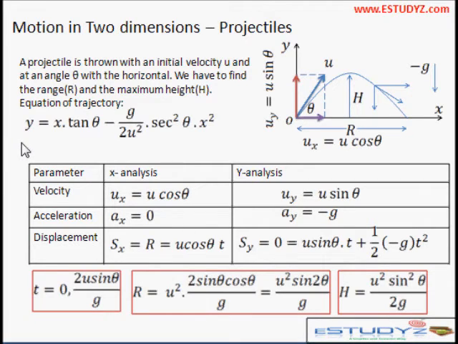Now the equation of trajectory, it's quite simple. Let us take any position y. So Sy would be equal to y, and the corresponding x position would be x. So just put the value of t as x by u cos theta in the equation y equals u sin theta t minus half g t square, replace that t, and you will come to this equation.